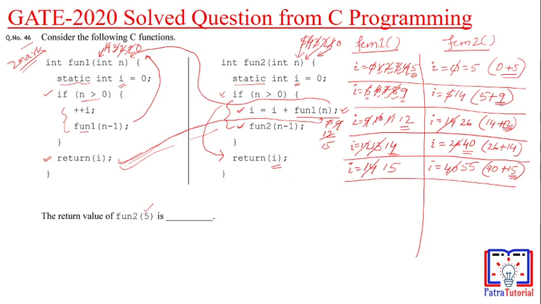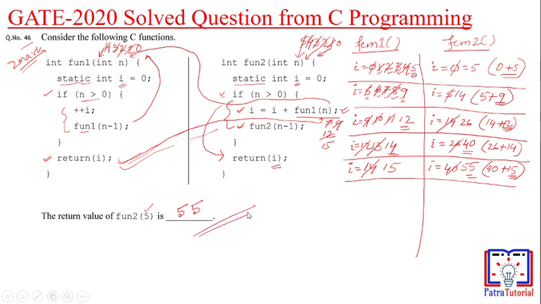Now see, the current value of I in function 1 is 15 and the current value of I in function 2 is 55. Okay, and what is it returning? The value of I in function 2, right? So this will return 55. Okay, so 55 is the answer. Okay, so 55 is the answer in this problem.